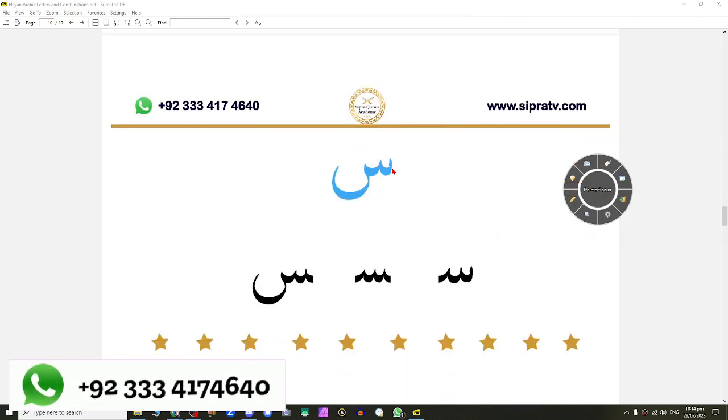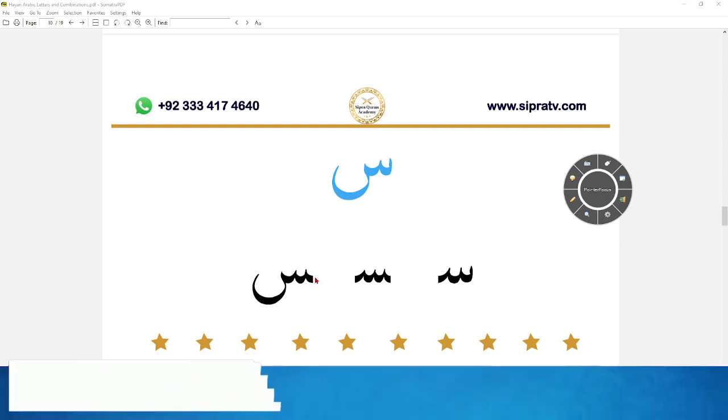Now comes the letter Sin. 1 through 3, 3 spikes. You have to keep these 3 spikes in mind. If it comes in the beginning of a word, 1, 2, 3 spikes, and at the left side there is one handle. And if it comes in the middle, 1, 2, 3 spikes again, left and right side, two handles. And if it comes at the end, it will be in its complete form with one handle at the right side. So this pattern is being repeated again and again.